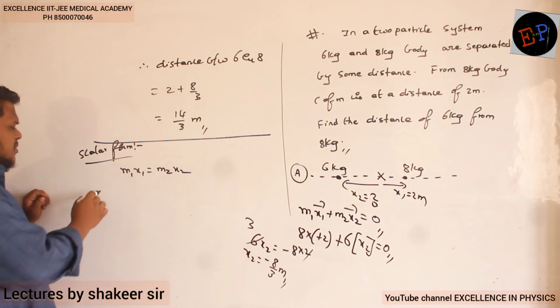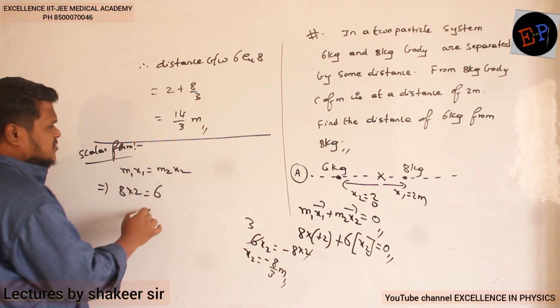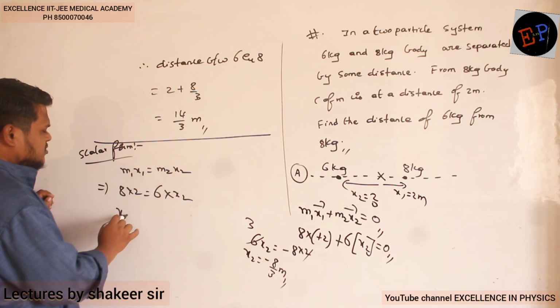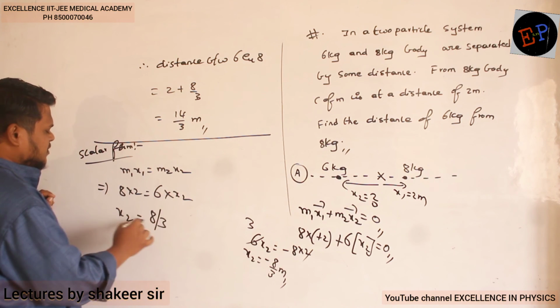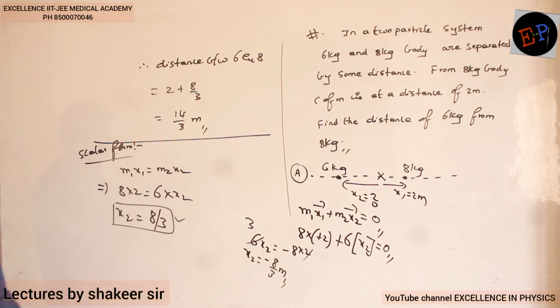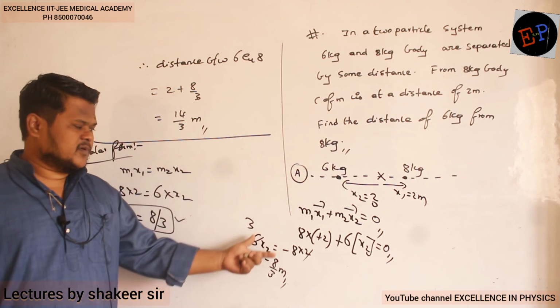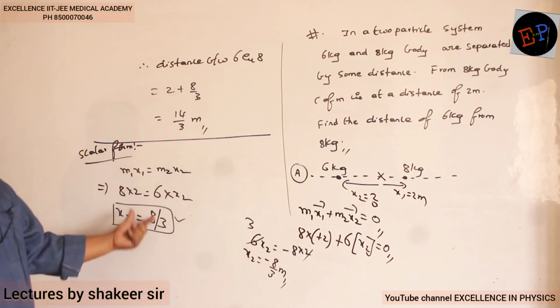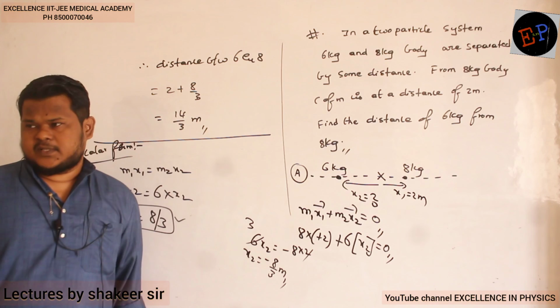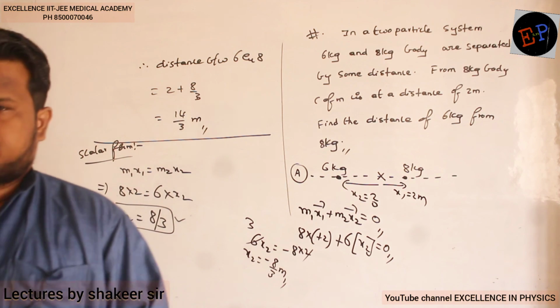So mass of first body 8 kg, distance is 2 meters. Mass of second body 6 kg, distance I don't know. So x2 is equal to 8 by 3, but on which side it is present, you don't know. You just get the answer. That is the advantage of writing in vector form and the disadvantage of writing in scalar form. Here you don't get directions; here you will get the directions. Clear? Very simple.